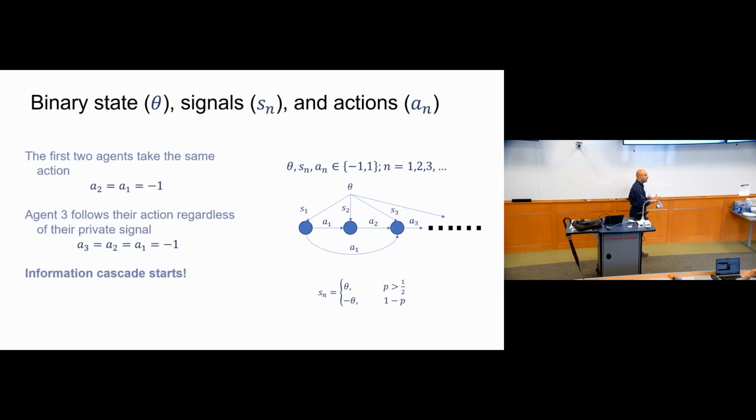And then from that point on, there's always going to be this majority that is hard to contradict with any private signal. So learning basically stops here. People are just going to follow the majority. That's what we call an information cascade.